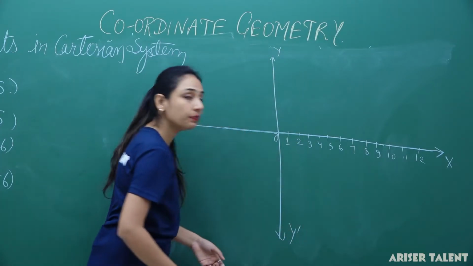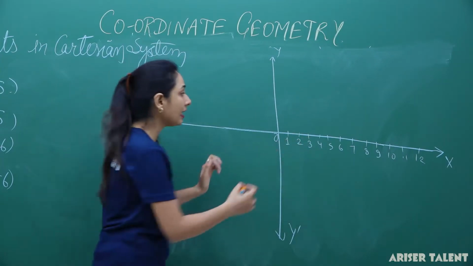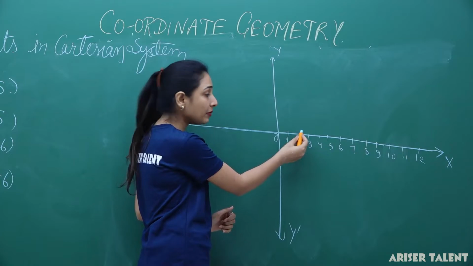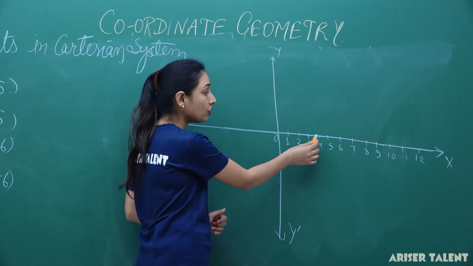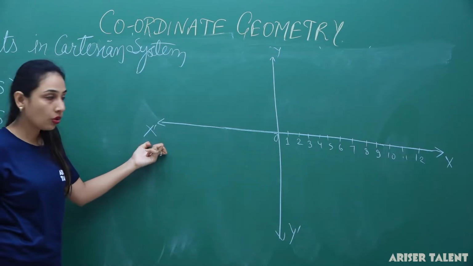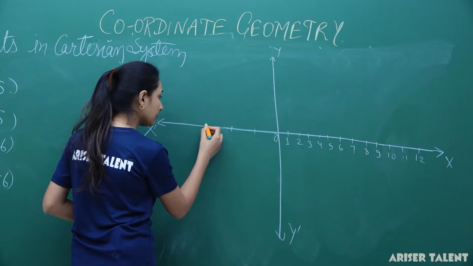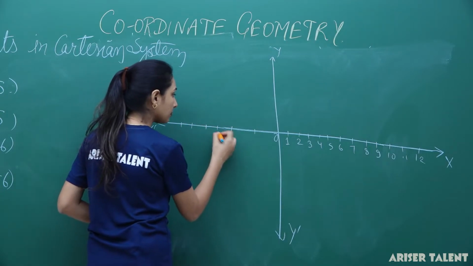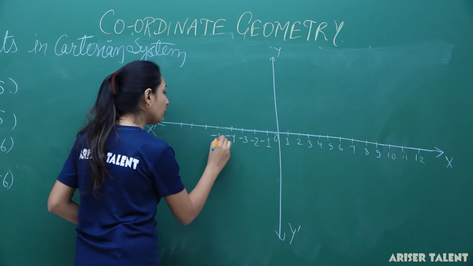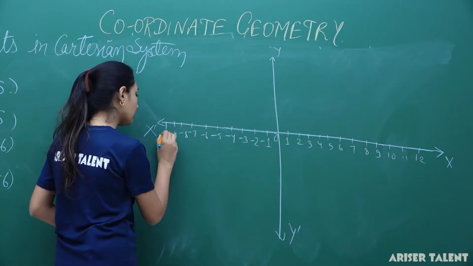Now take your scale and mark each 1 centimeter. That means this 0 to 1 is 1 centimeter, then 1 to 2 is 1 centimeter, then 2 to 3 is 1 centimeter, then 3 to 4, 1 centimeter, and so on. Likewise on this part too. Then you will get the margins like this. Here you will get -1, -2, -3, -4, -5, -6, -7, -8, -9, -10, and so on.